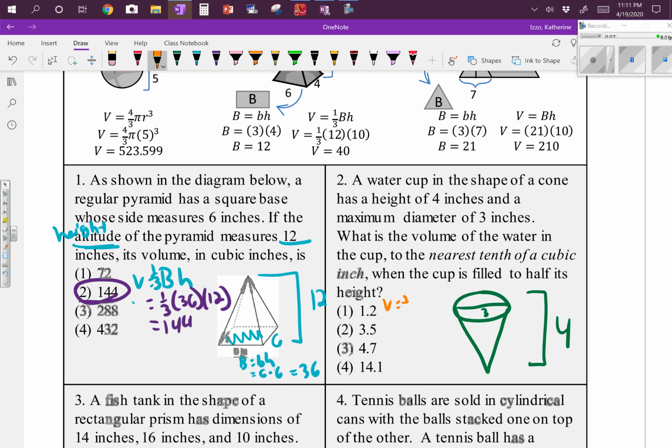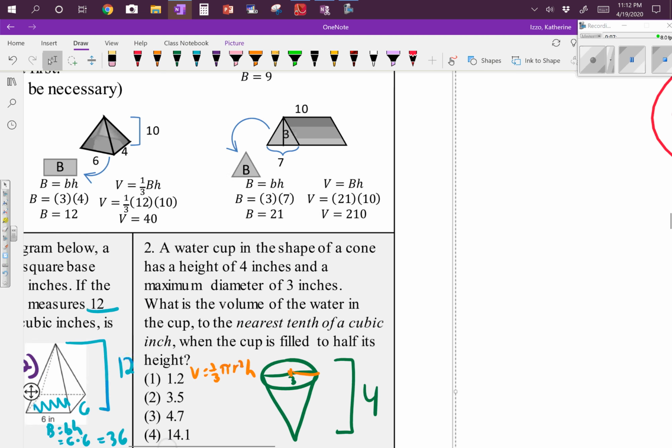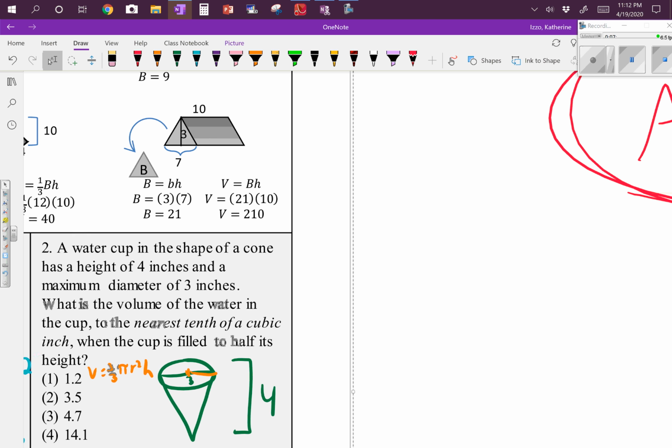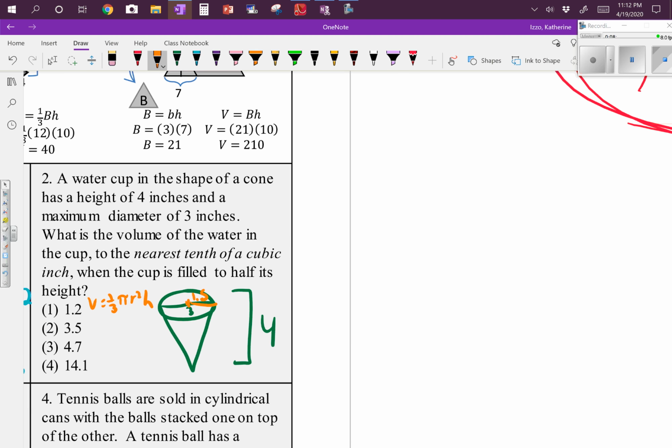Yep, so volume equals 1/3 pi r squared h. R is going to be 1.5. Whoa, squirrel. R has to be 1.5 because it's 3 across there. So we're going to have to do 1.5 and an h of 4. So that's the height is 4 inches. So 1/3 pi 1.5 squared times 4. And we're going to type that into our calculator.